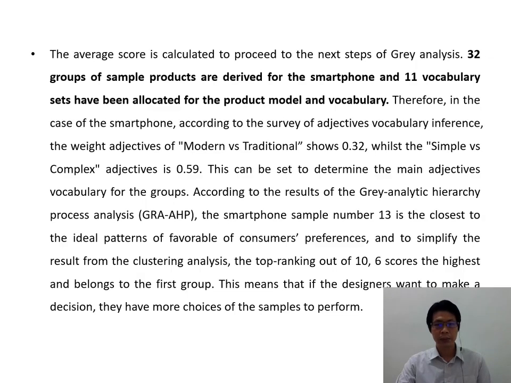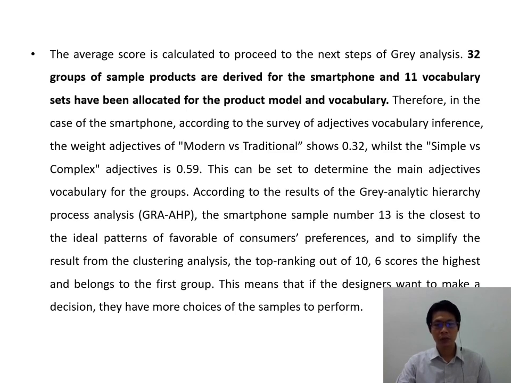32 groups of the sample product are derived for the smartphone and 11 vocabulary sets have been allocated for the product model and vocabulary. Therefore, in the case of the smartphone, according to the survey of the adjective vocabulary inference, the weight of the adjective modern versus traditional shows 0.32, whereas the simple versus complex adjective is 0.59. This can be said to determine the mean adjective vocabulary for the group.